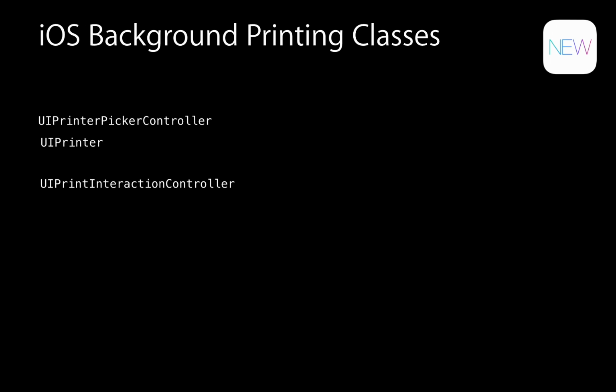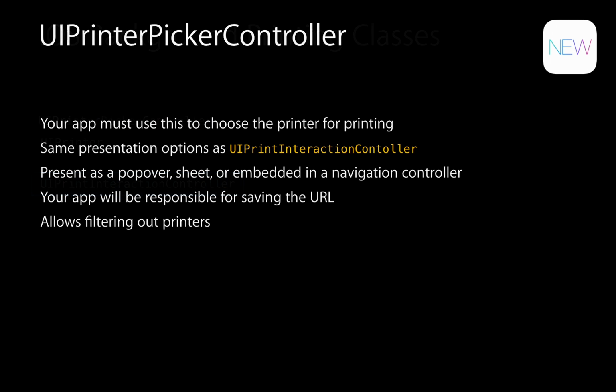So here are the classes we'll be using for background printing. First, the new class UIPrinterPickerController that you'll be presenting. Then a UIPrinter object that your app will be saving or instantiating between runs, and providing that to the UIPrintInteractionController. So everything that we've talked about with the UIPrintInteractionController still applies. So your app is required to use this UIPrinterPickerController to pick the printer.